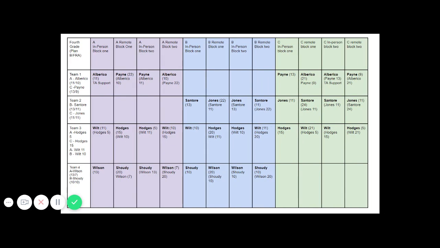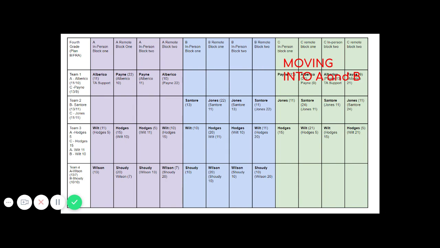In third through fifth grade, we have our teachers departmentalized, and in this model, we had given each member of the teaching partnership a different rotation week so that the teachers could work with students in one block in person on a rotation and then teach the second block of students remotely.